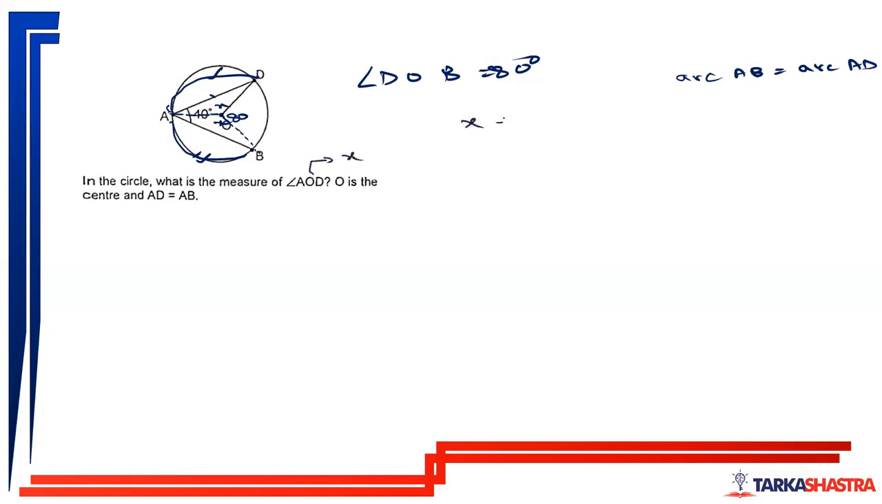Now tell me, x plus this x plus 80 degrees should be equal to 360 degrees, because the sum of the angles around a point is 360 degrees. That is 2x is equal to 280 degrees, which is x is equal to 140 degrees. So angle AOD is actually 140 degrees. Very easy.